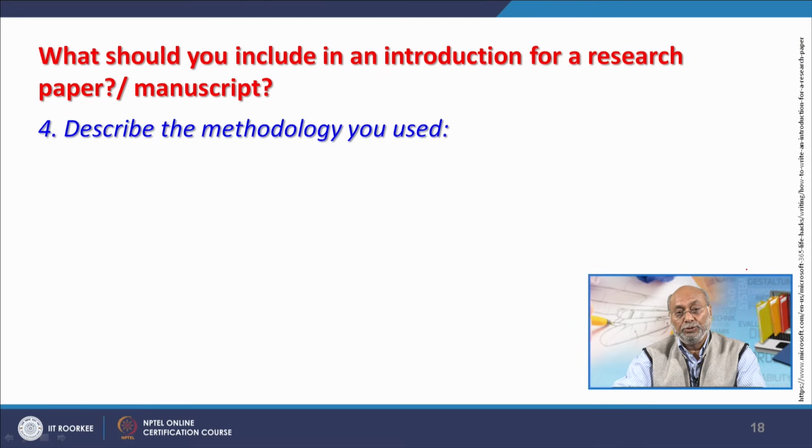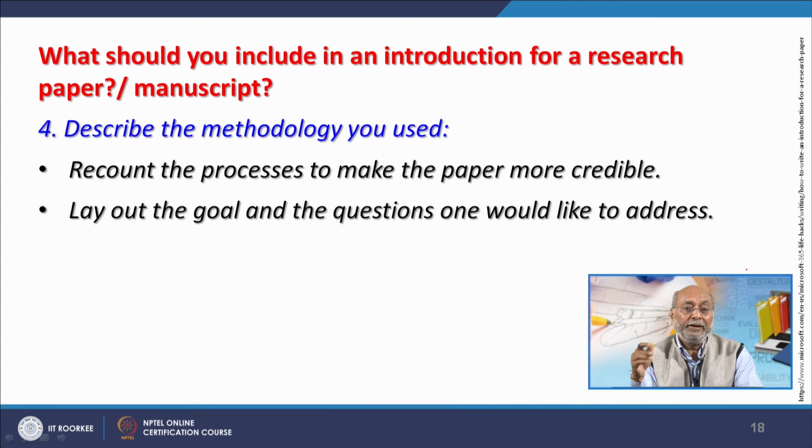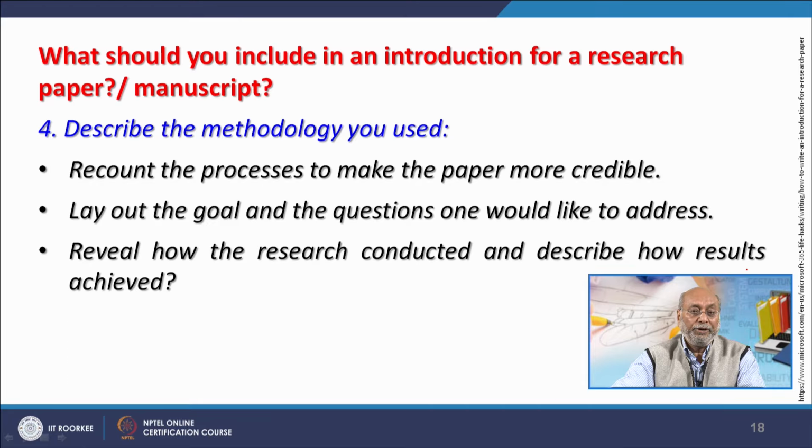Now, the fourth point here: describe the methodology you used. Very briefly; sometimes we also prefer to have a complete section for data or methodology separately. But very briefly, methodology can also be described in the introduction or background part. You can recount the processes to make the paper more credible, because you are attracting the reader to read subsequent sections. So, here you would briefly describe the methodology so that his interest continues. Lay out the goal and the questions one would like to address. Here you can provide the details of what the target of this study is, what questions or hypotheses have been raised, and how it is going to be achieved.